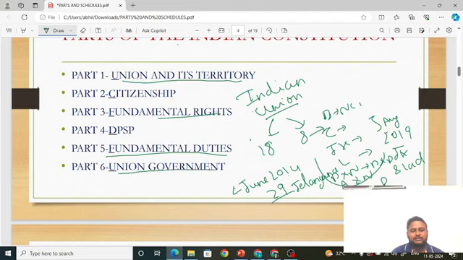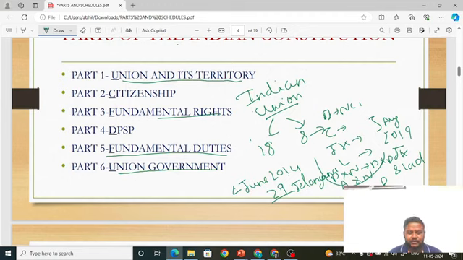What are the fundamental duties? How did they come into being? One thing you must remember friends, I will discuss it again when we do fundamental duties, but you have to remember that fundamental duties were not there in the original constitution. They were added through the 42nd Amendment Act. That came into being in 1976. To that, fundamental duties were added.